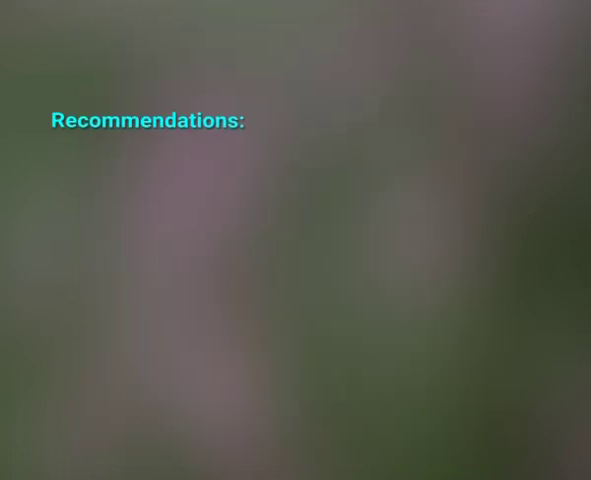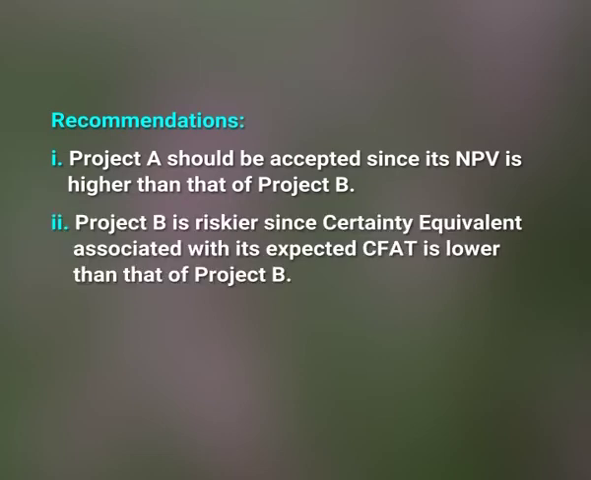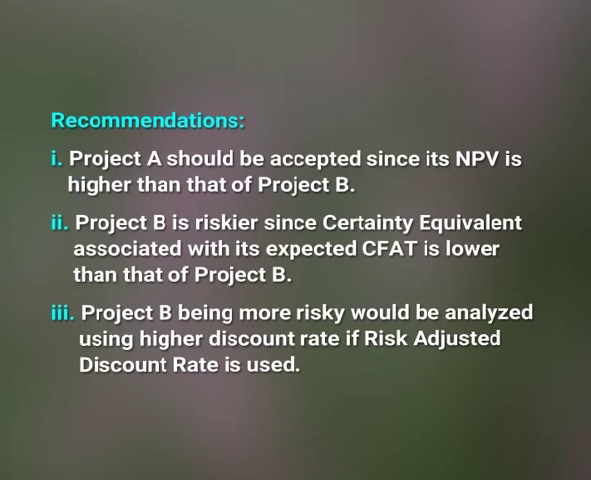41,640. Now, the recommendations. First, project A should be accepted since its net present value is higher than that of project B. Then, project B is riskier since the certainty equivalent associated with its expected cash flow after tax is lower than that of project A. Project B, being more risky, would be analyzed using a higher discount rate if the risk adjusted discount rate is used.